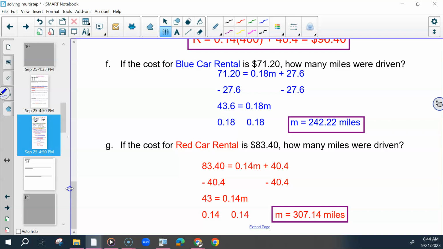Do you have questions about any of these? I meant to mention this the other day, maybe I did, I don't remember. When you are dealing with word problems and you get decimals, depending on the type of problem or what you're looking for, some decimals are okay, some are not.